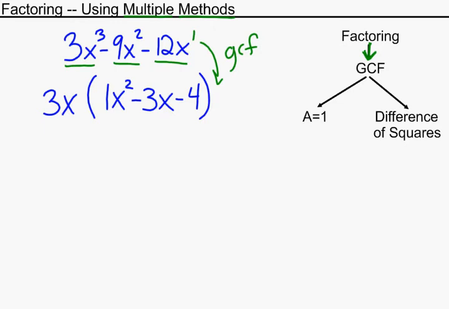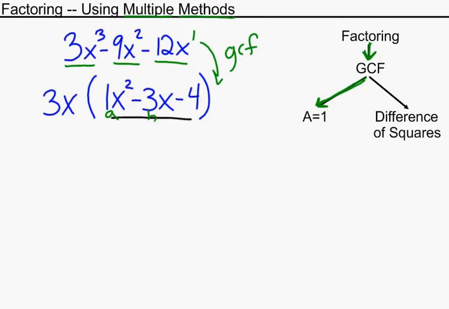Now this 3x right here, he's just going to chill out front. I'm done with him for now. I've just got to keep him through the rest of my problem. I turn my attention now to the inside and think, is there another layer of factoring that I can use? And then I notice that I can go down to the a equals 1 because my a value is 1 and I have a quadratic trinomial, which are the requirements in order to use a equals 1.